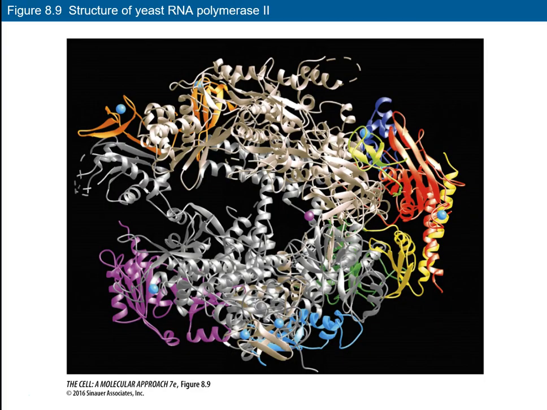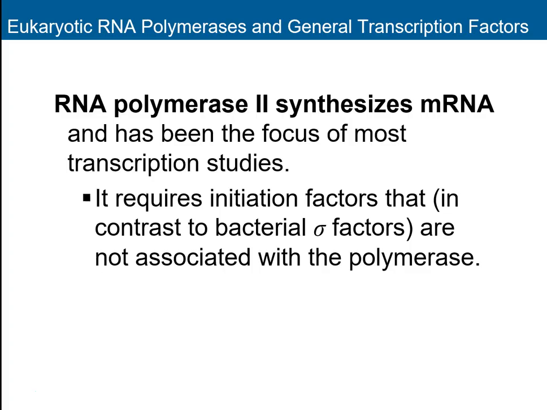Okay, this is actually showing you the structure of the yeast RNA polymerase II, and you can see it's similar in structure to the bacterial RNA polymerase that we talked about in the beginning of the chapter. Each different color here represents a different subunit. And you can see there's more than there were in the E. coli, okay?